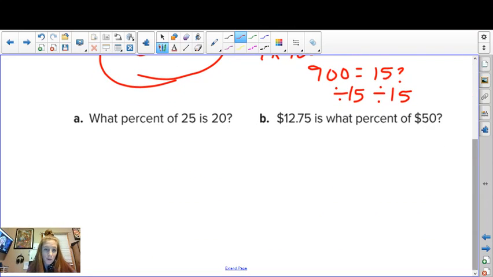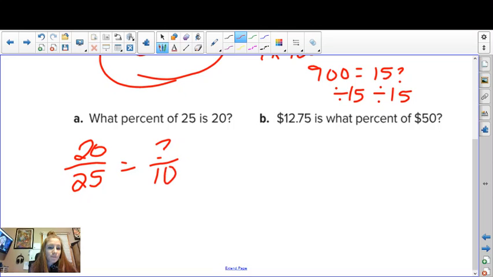All right, A, what percent of 25 is 20? So 20 over 25 is equal to question mark over 100. All right, gentlemen, I set it up for you and give you the answer. Should be 80%.